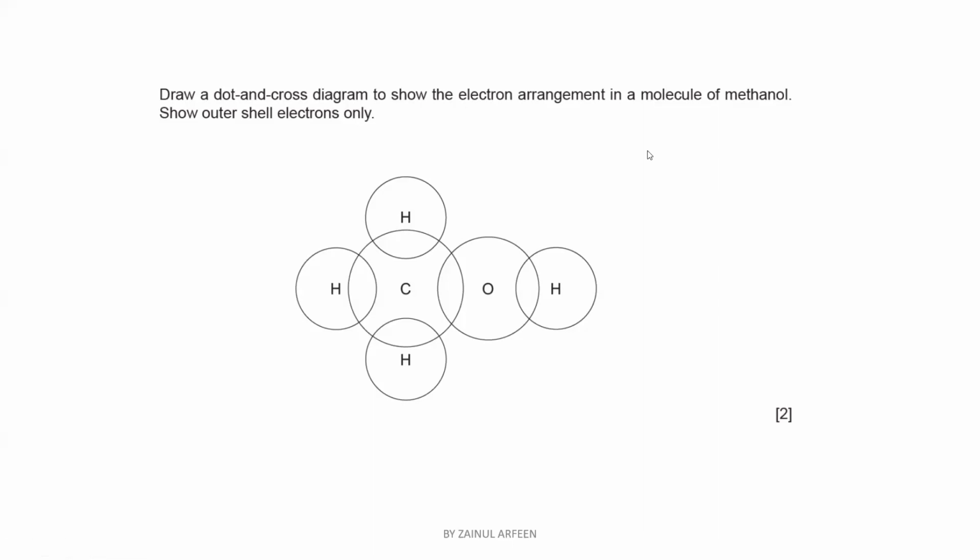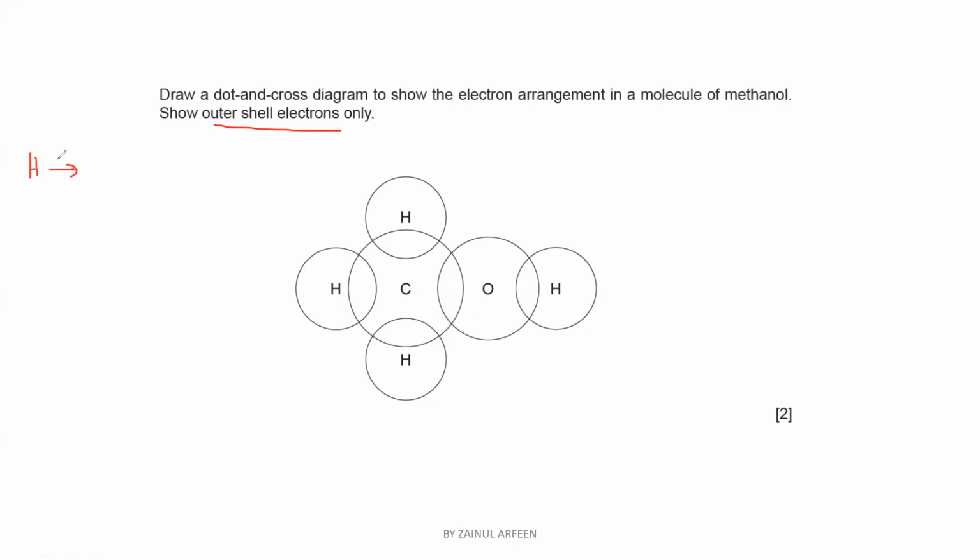So it's the same question we just did. We have to complete this exam question: draw a dot and cross diagram to show the electron arrangement in a molecule of methanol and show the outer shell electrons.